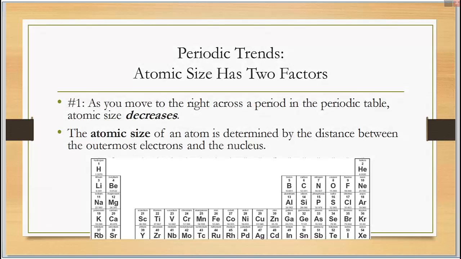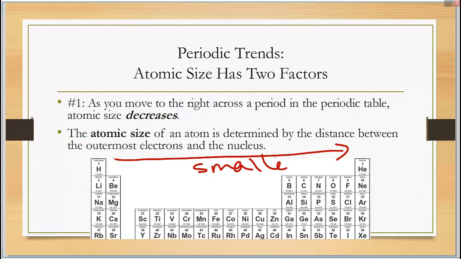Alright, so let's talk about other trends that you see on the periodic table, because as things fall into place, other things occur. For instance, the size of the atom. Surprisingly enough, the atom actually gets smaller as you go from left to right. Remember that the atomic size of the atom is determined by the distance between the outermost electrons and the nucleus itself. So we're talking about the radius.